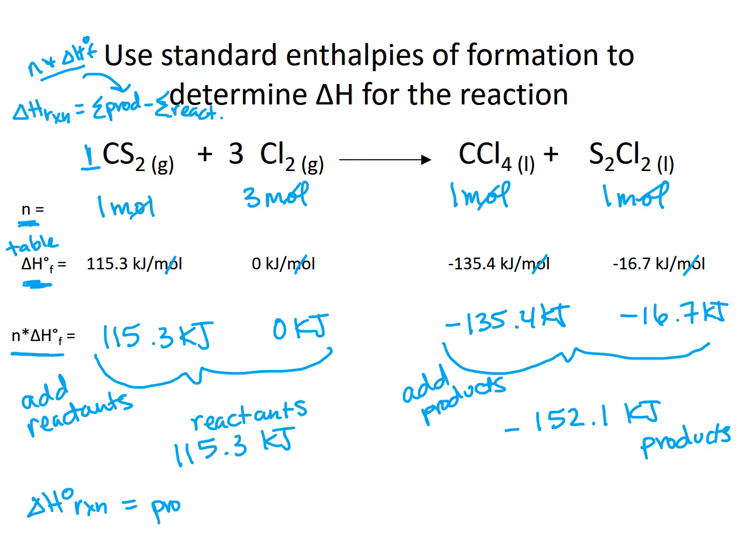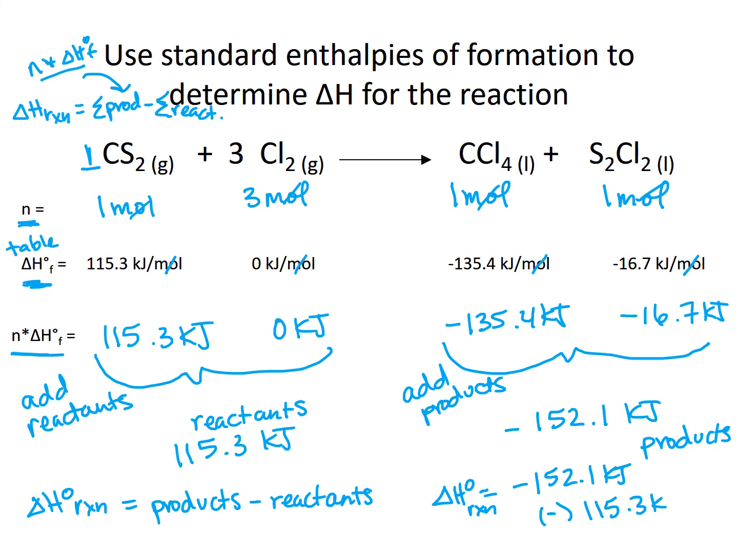So delta H for my reaction equals products minus reactants. So delta H naught of the reaction equals the products, so negative 152.1 kilojoules, minus the reactants, and when I do that calculation, I get a delta H of negative 267.4 kilojoules.